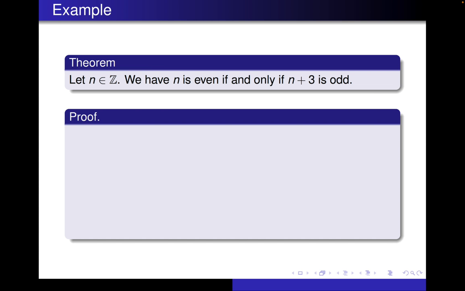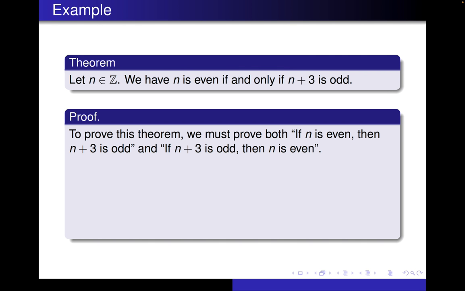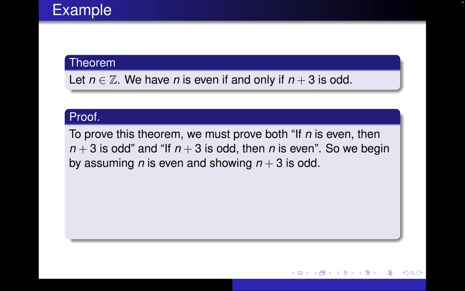For our proof, I'm just going to go directly to the formal proof. You can work out the details on scratch paper if you like. But what we're going to do is, first of all, be nice to our reader. Let them know what we're going to assume, what we're going to prove, and that we're going to actually have to do two different proofs. So we're going to tell them: to prove this theorem, we must prove both if n is even, then n plus 3 is odd, and if n plus 3 is odd, then n is even, so that they know exactly what they're up against. We're going to start with that first part of the proof. We're going to begin by assuming n is even, and then showing that n plus 3 is odd. That's proving that first conditional statement.